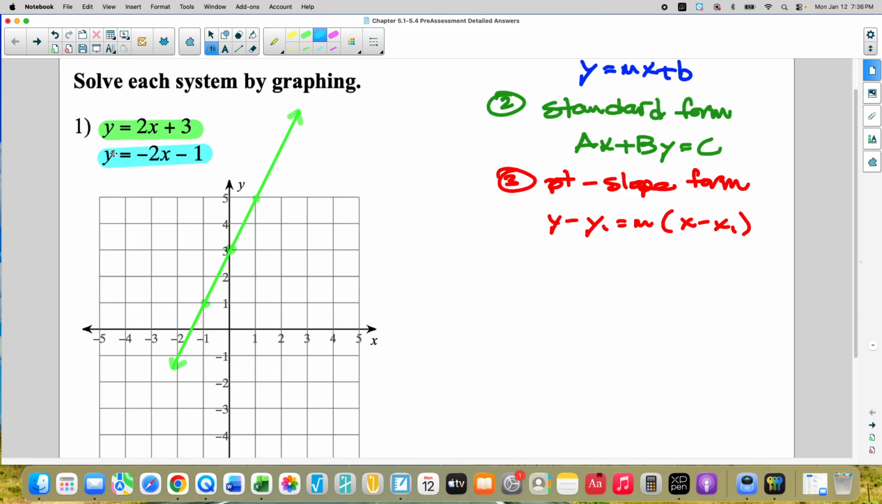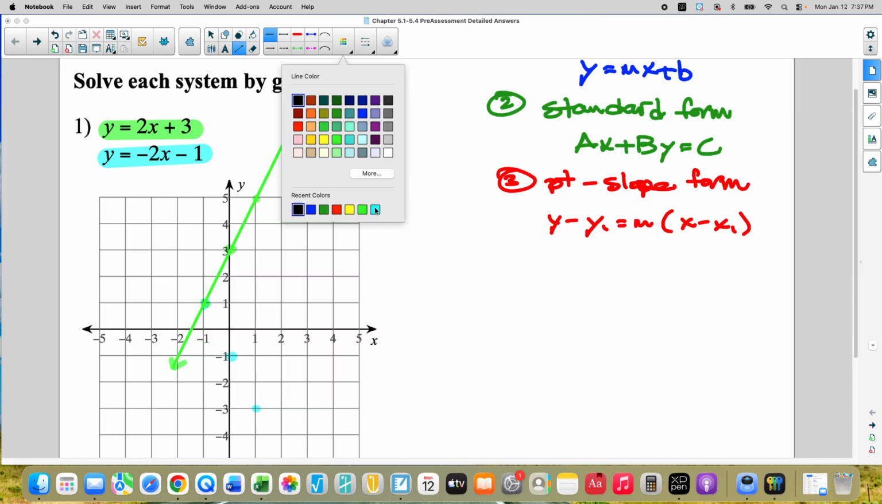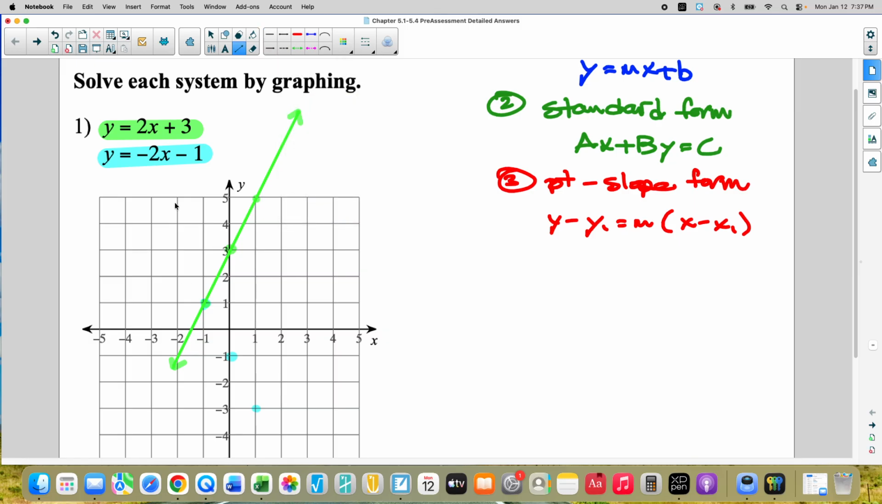We'll do this equation, has a y-intercept of -1, and it has a slope of -2. So we're going to go down to right 1, down to right 1, or up to left 1. And now we connect those dots. And we would like to see what solutions do both of these equations share.